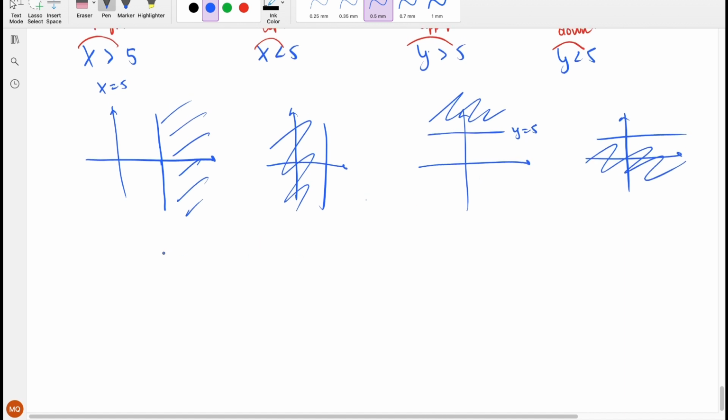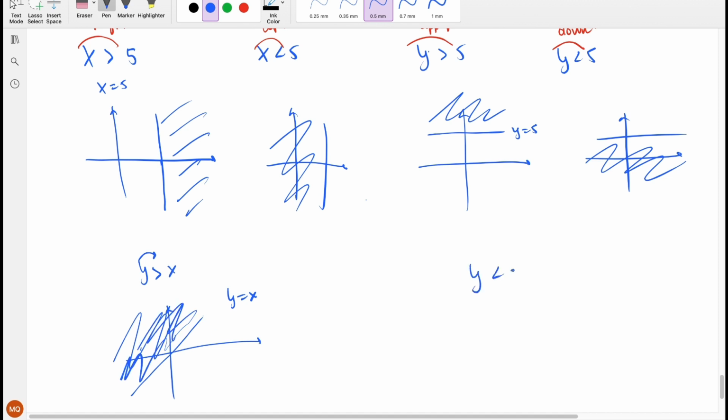Okay, now this is a little bit complicated. When y is greater than x, first you have to draw y is equal to x. And because you say y is greater, you have to take the upper part. And because you say x less than, you have to take the left part of the line. So this one is our solution area.